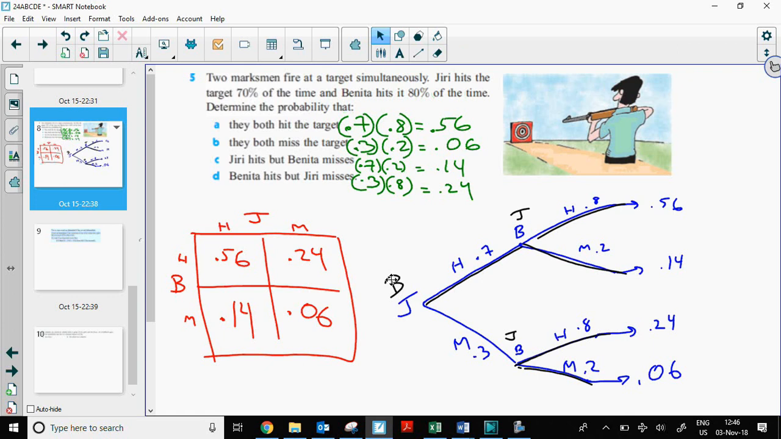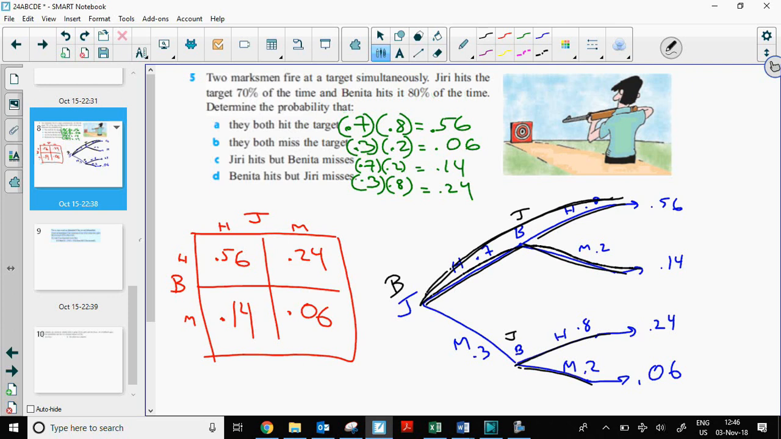So the very top thing here, this is Jiri hitting and Benita hitting. So we multiply together. But it could have been Jiri hitting and Benita missing. So it's Jiri hitting and Benita hitting, or Jiri hitting and Benita missing. So I've got a product plus the second product, plus this third product, plus this fourth product. And that gives me all of the possible outcomes. Anyway, moving on.